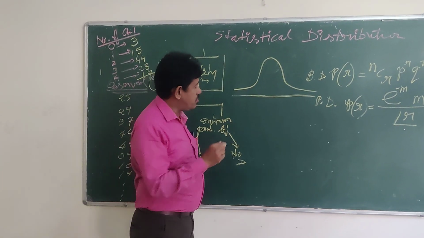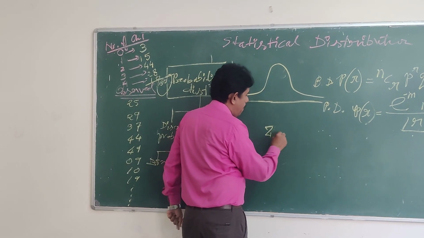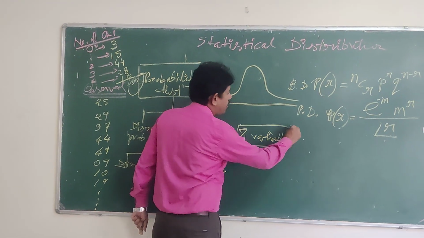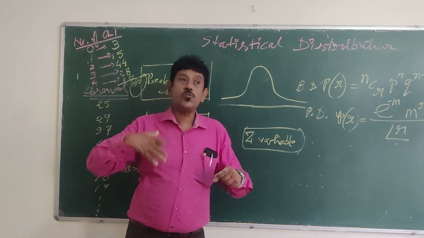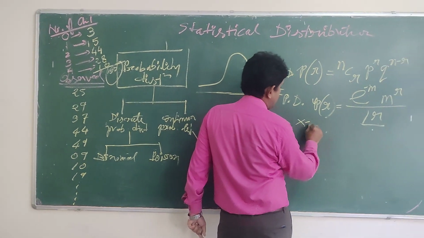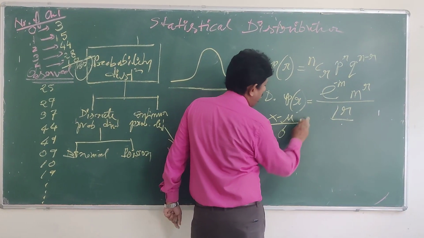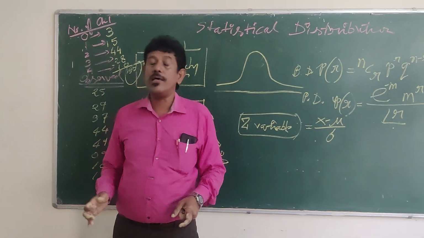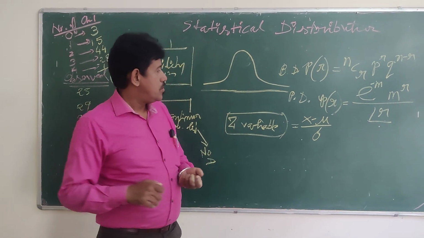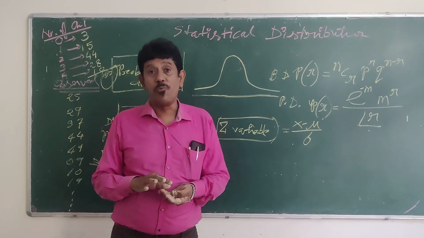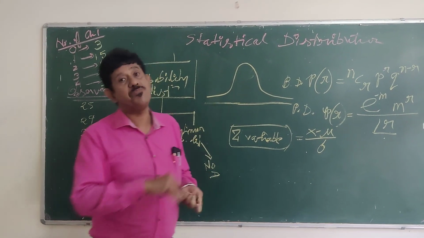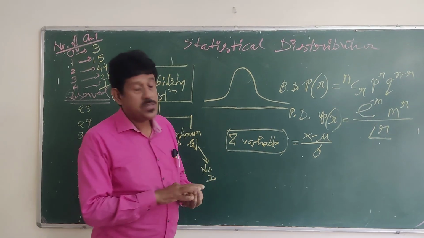Now, in case of normal distribution, we convert the x variable to what is known as the z variable, and the z variable is x minus mu divided by sigma, and sigma is known as the standard deviation. So in one class, it is impossible to cover all the things. I am just throwing light on the salient features of the three types of distributions.